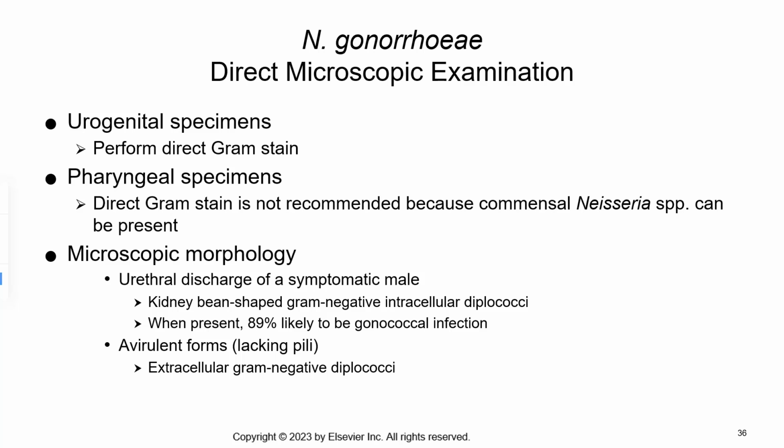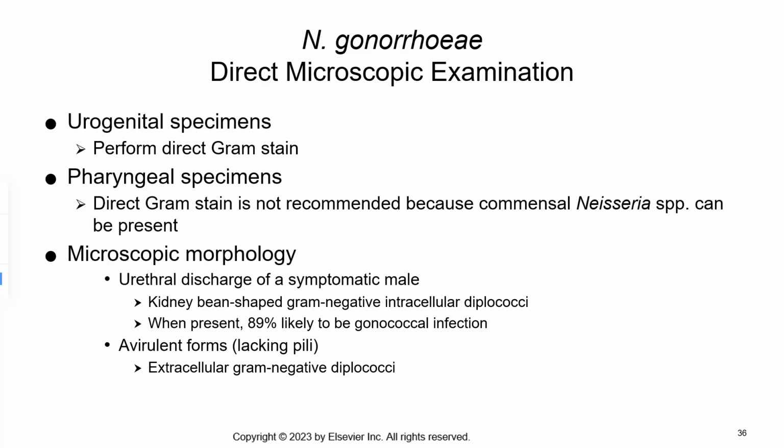For urogenital specimens, you perform a direct Gram stain. For pharyngeal specimens, a direct Gram stain is not recommended because commensal Neisseria species can be present. So urogenital, especially from a male, if you see microscopic morphology that's consistent with gonorrhea, we can almost assume that it is gonorrhea. But in respiratory specimens, there are a lot of other organisms that look like it. So it's difficult to just look at it under the microscope and say, yep, this is gonorrhea.